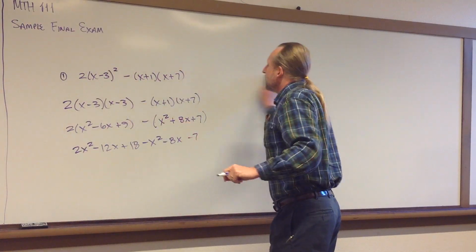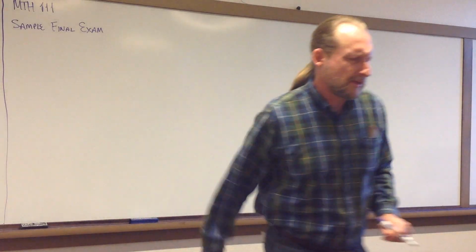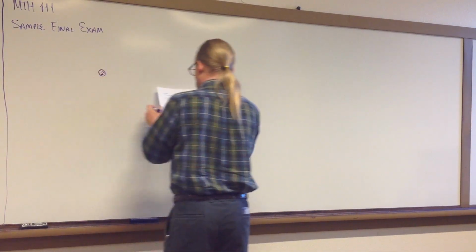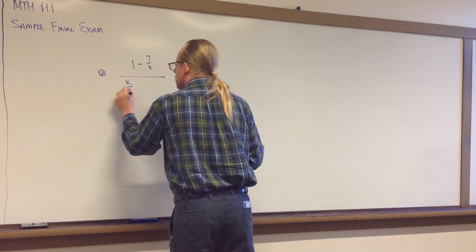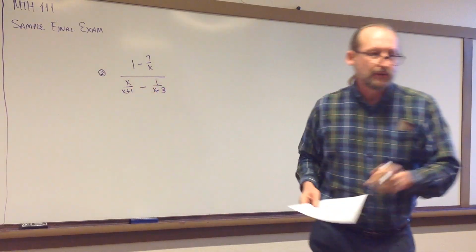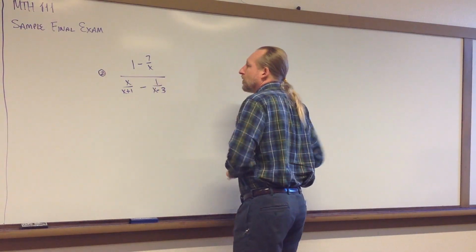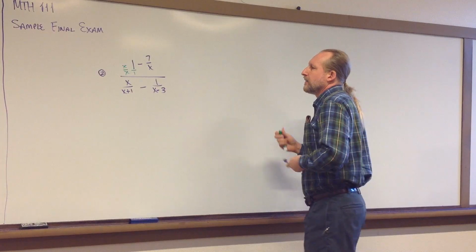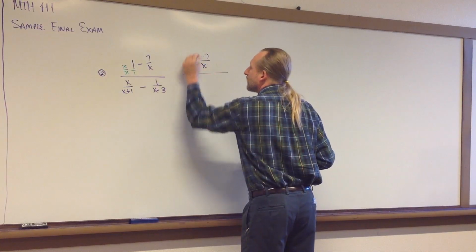Let's look at the next problem. I believe that one is a complex fraction that we're going to have to simplify. Yeah, so problem 2, we've got 1 minus 7 over x on top, and then x over x plus 1 minus 1 over x minus 3 on the bottom. Okay? So let's make some common denominators up here. This is 1 over 1, and our common denominator will be x. And then we'll end up with, what? x minus 7 over x.